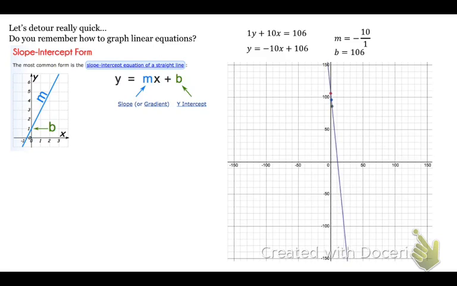And even though this is a super steep line, that's okay. There's that line right there. It's still a linear graph. Linear just means line. Okay?